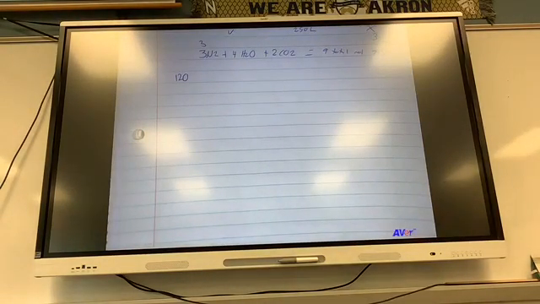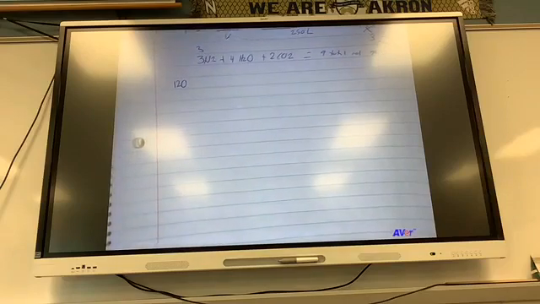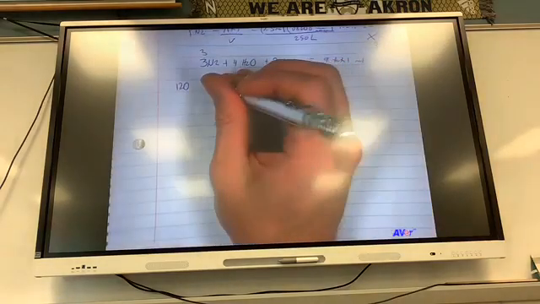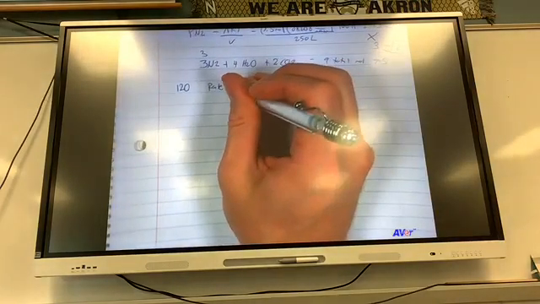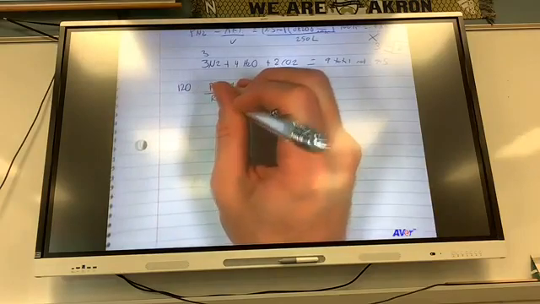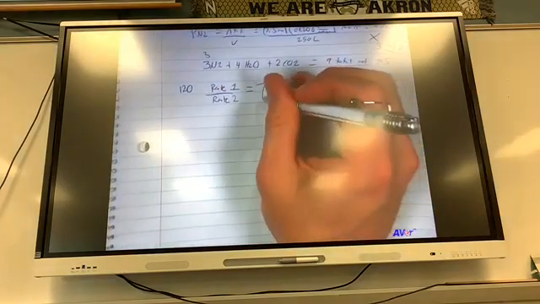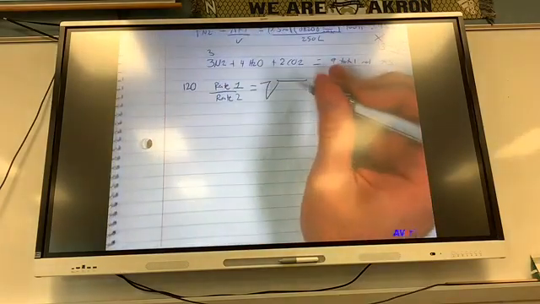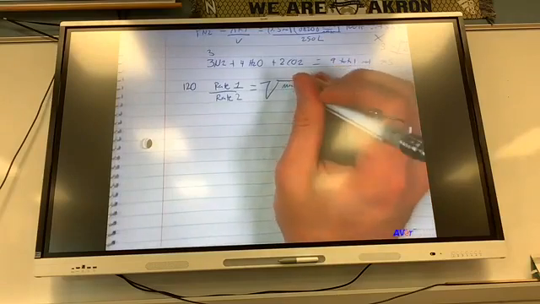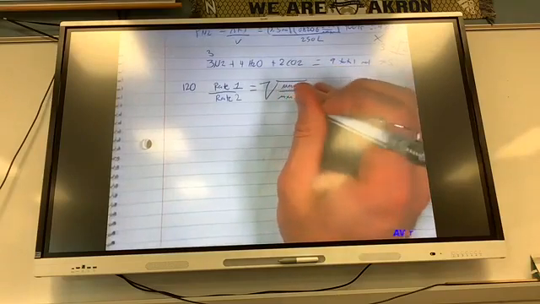So 120, the rate of effusion was measured at 224 milliliters a minute. Under the same conditions, the rate is 47.8 milliliters per minute. What's the molar mass of the unknown gas? So on 120, we know that rate 1 over rate 2 is equal to the square root of molar mass 2 over molar mass 1.